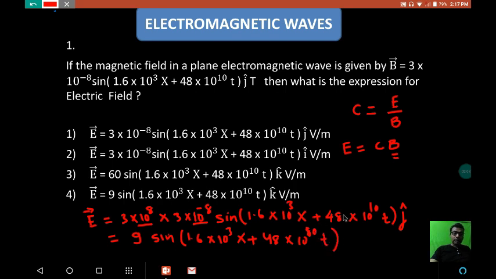In this expression, what is the direction of E? As we know, the direction is perpendicular to this, so among i, j, k, it is the k direction, so the answer will be the fourth option. This is the correct answer for this particular question.